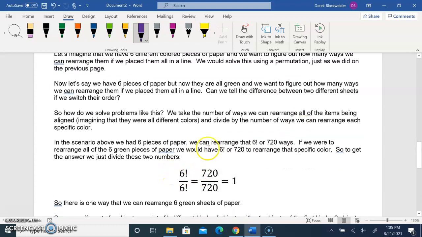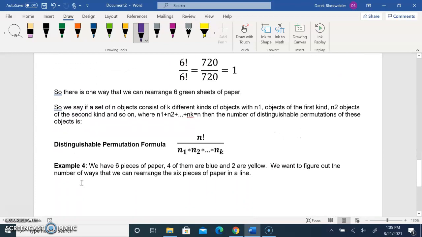So if we did that, it would end up being 6 factorial, the ways that we could rearrange the paper. And then we divide out the number of that specific one that cannot be told apart. So for those 6 pieces of green paper, we would divide by 6 factorial, because there's 6 factorial ways to rearrange that. So there's 720 ways that we could rearrange them if they were different colors. And then we want to divide out all the ones that are the same. So that would also be 720. And so there's actually only one way that we could rearrange those 6 pieces of green paper and tell the difference.